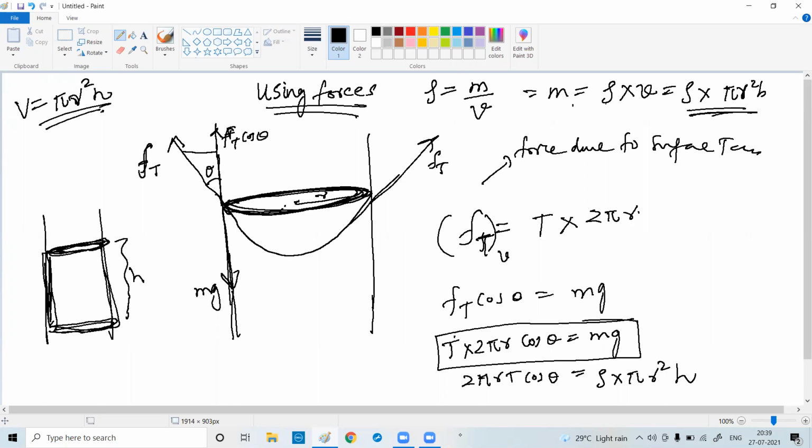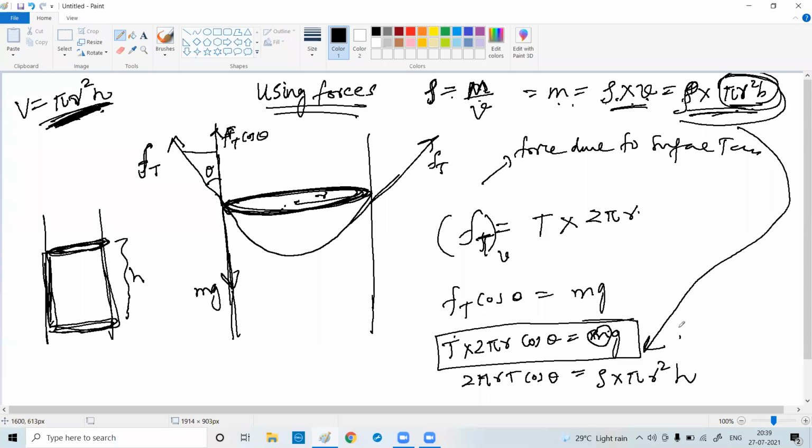Sir, can you repeat it again? Density rho equals mass per unit volume. So your mass equals density into volume. Volume I know is pi r square h. So I just substitute pi r square h instead of volume. So mass equals density into volume. Here I have mass, so instead of this I put this expression here. Is it clear?